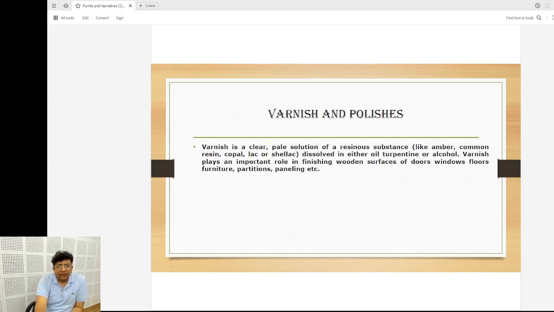Varnish is a clear pale solution of resinous substance like amber, common resin, copal, lac or shellac, dissolved in either oil, turpentine or alcohol. Oil or turpentine or alcohol acts as a solvent for these resinous substances. Varnish plays an important role in finishing wooden surfaces of doors, windows, floors, furniture, partition, paneling. So it is very clear that varnish or paint is used for wooden surfaces only. For example, wood, doors, floors, furniture, partitions, or paneling.